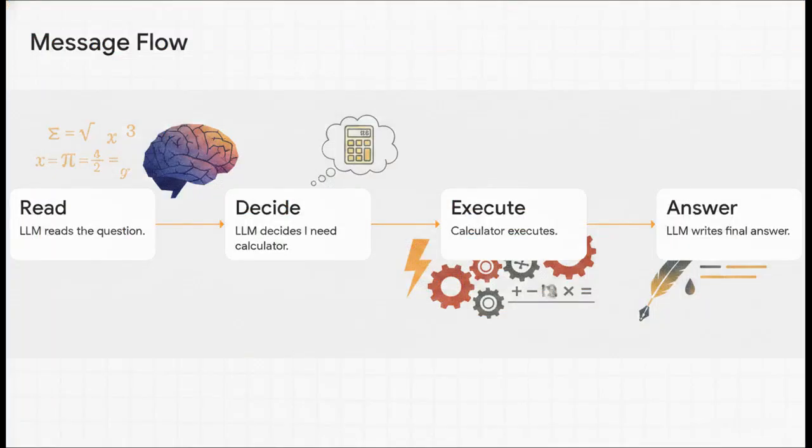Once you hit that Go button, the message flow is just fascinating to trace step by step. First, the LLM, the brain, reads our complex math question. And here's the real magic of agentic AI. In step 2, the brain realizes it's just a language model and can't reliably do complex math on its own. So it independently decides, hey, I need to call the calculator. Step 3, the calculator tool actually executes the math. And finally, in step 4, the LLM takes that result and writes out the final answer for us.